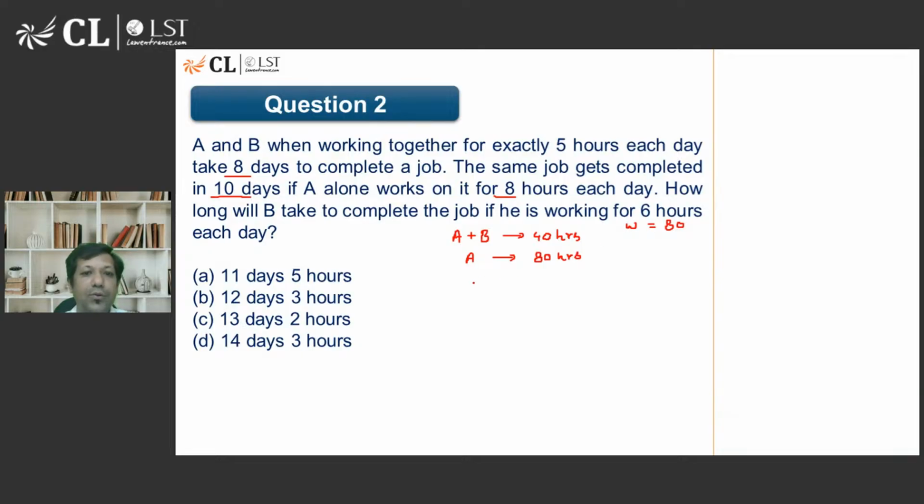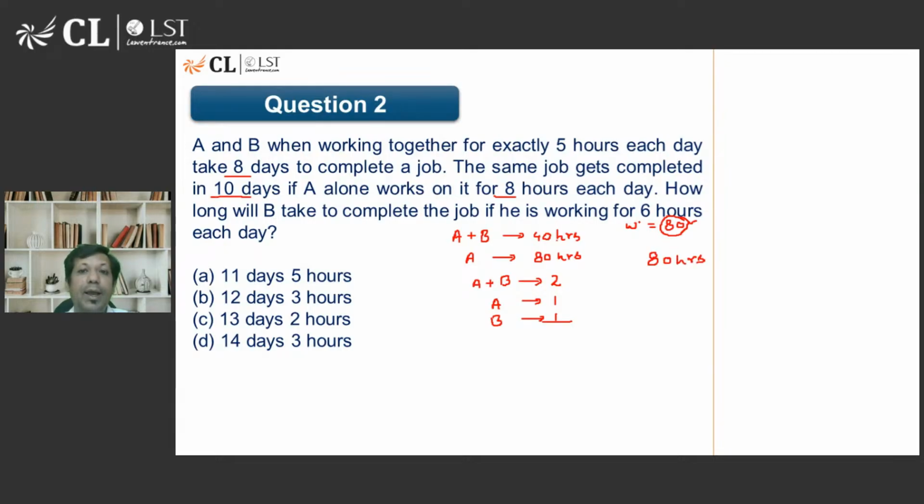Now A plus B can finish 80 units in 40 hours. It means in 1 hour they can finish 2 units. A alone can finish 80 units in 80 hours. So A can do 1 unit every hour. So what should be the efficiency of B? That should be 1 unit every hour. Now the total work is 80. So B is going to take a total of 80 hours to finish the job.